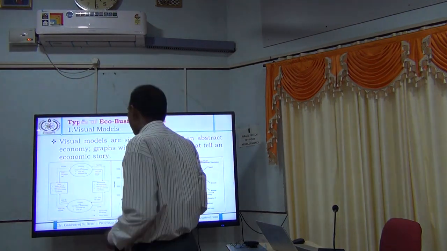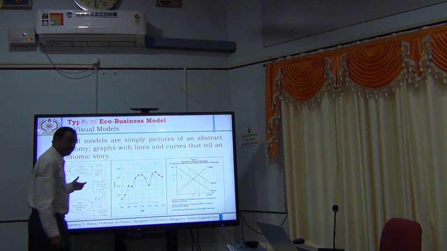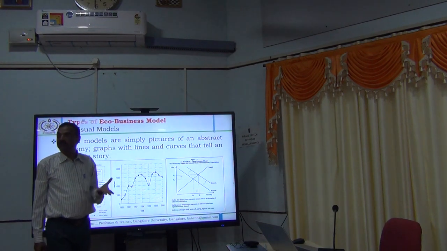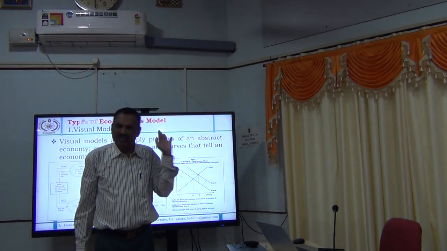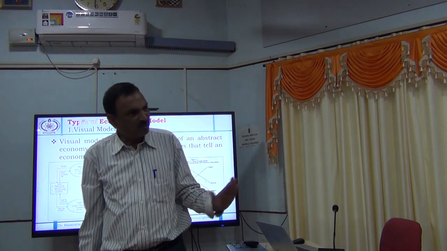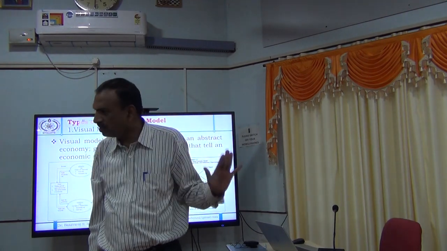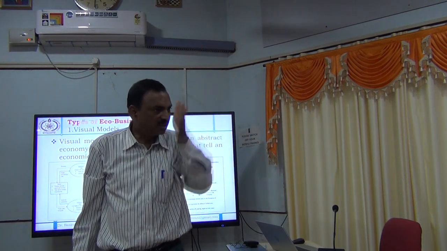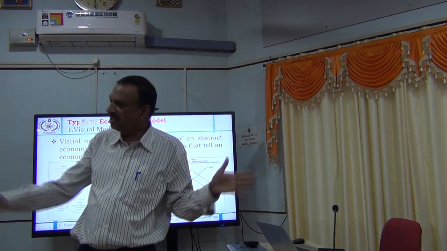So we have the circular flow of income. It is a macroeconomics model. Circular flow of income is a two sector model, three sector model, four sector model. Whatever you can take, you can take. Each one is a model. Two sector model is also a model. Three sector model is also a model. Four sector is also a model, like household sector, business sector, government sector and foreign sector. Any one you can take is a model.